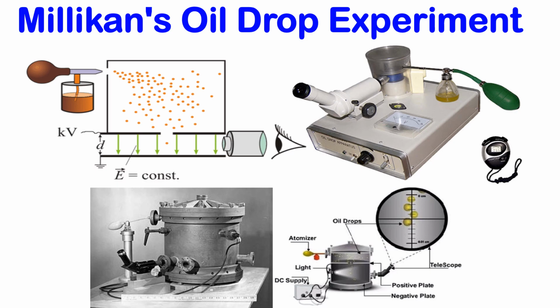Dear student, the Millikan oil drop experiment consists of a chamber. This was a chamber which was evacuated. The reason for evacuating the chamber was to avoid any kind of unwanted reaction inside the experimental chamber.